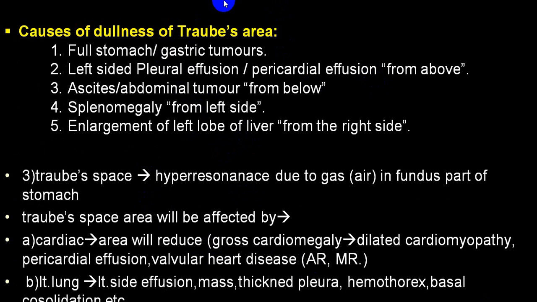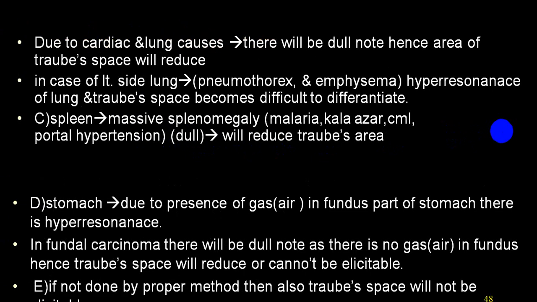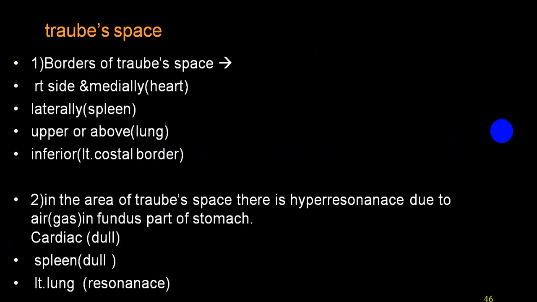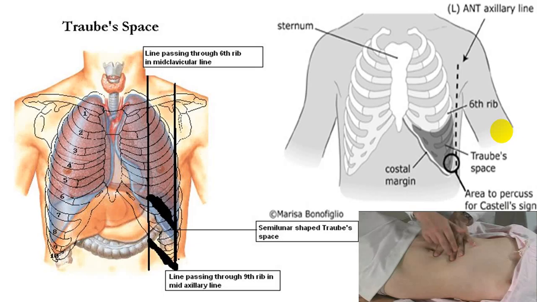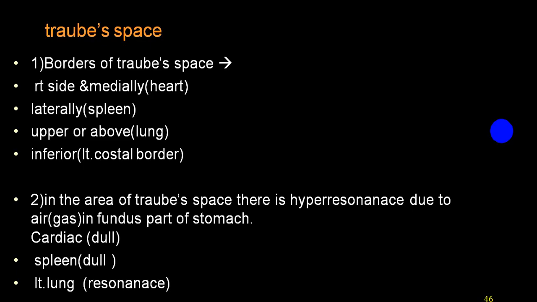We have discussed in detail almost everything regarding all the pathophysiology which can increase the area of dullness over Traube's space, or where Traube's space is replaced by dullness instead of tympanic note. We have demonstrated all those conditions in the respiratory system and the alimentary system. So I'm not repeating all those things. Please go through all these slides at your leisure time. You can pause and go through.